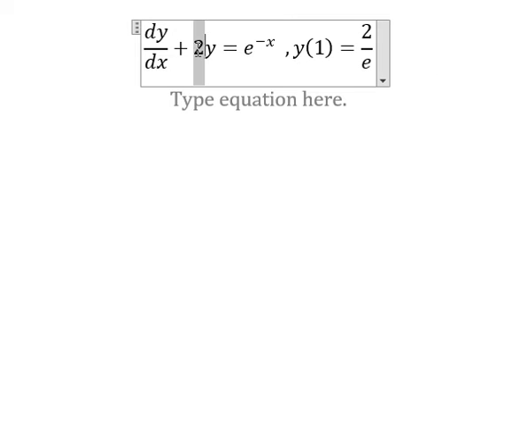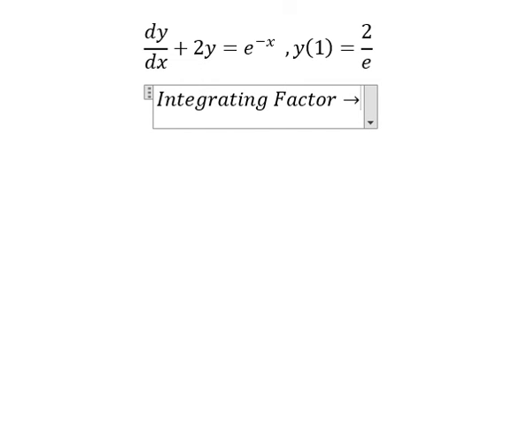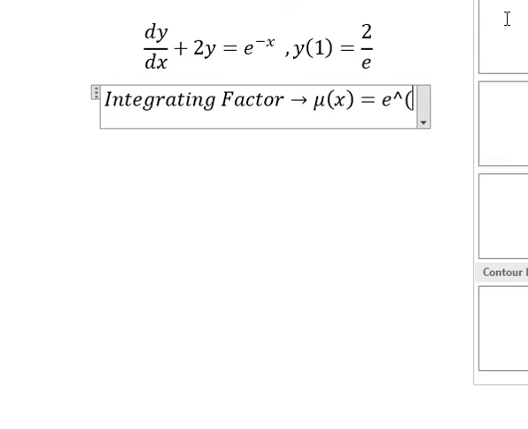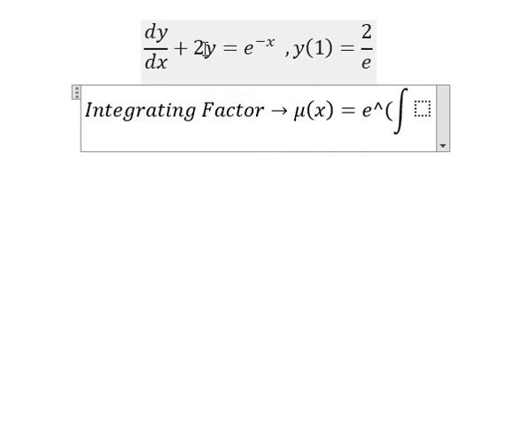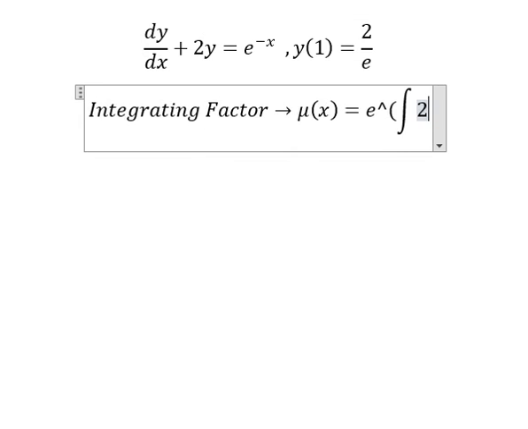We see that number 2 next to y, and we have y and the first derivative of y, so we can use an integrating factor. So we need to find mu of x equals e to the power of the integration. We see that number 2 with the positive next to y, that is for the integrating factor.